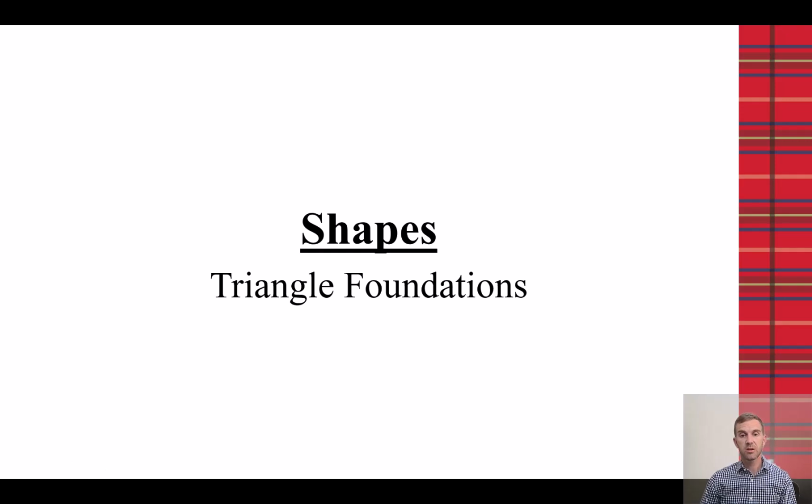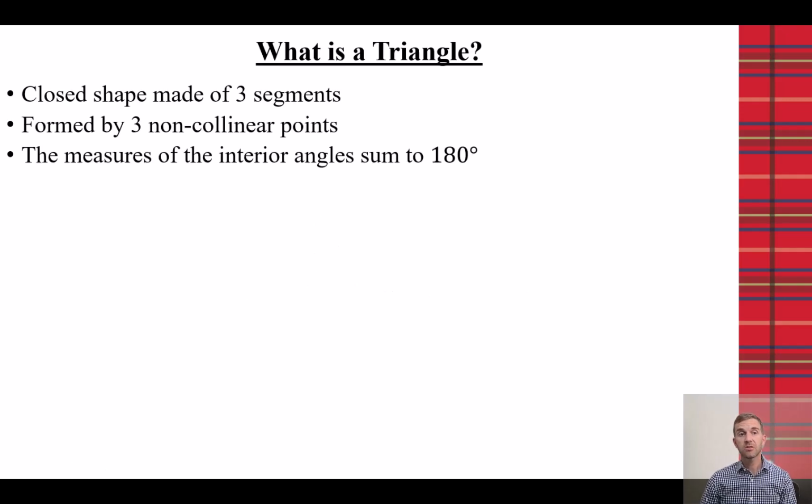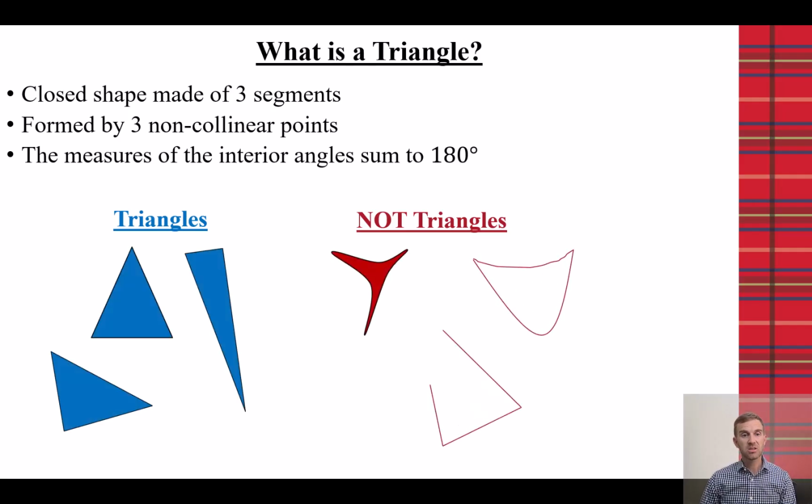In this video, we'll discuss triangle foundations. Now, a triangle is a closed shape with three segments that are formed by three non-collinear points. The angle measures of a triangle will always sum to 180 degrees if it's in Euclidean geometry. So let's look at some examples of triangles versus not triangles.